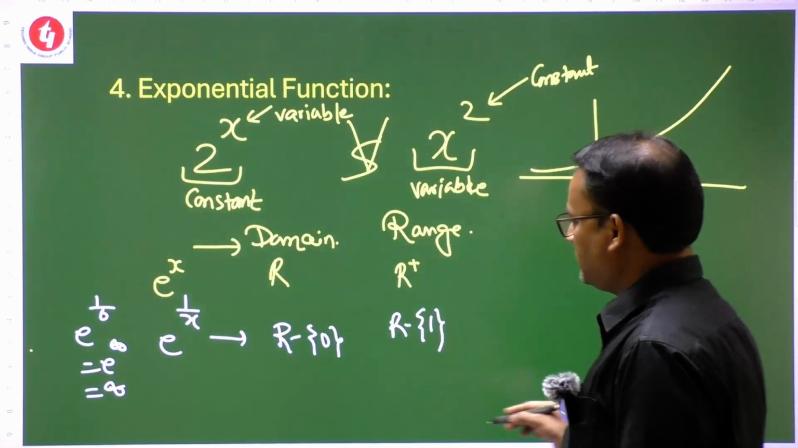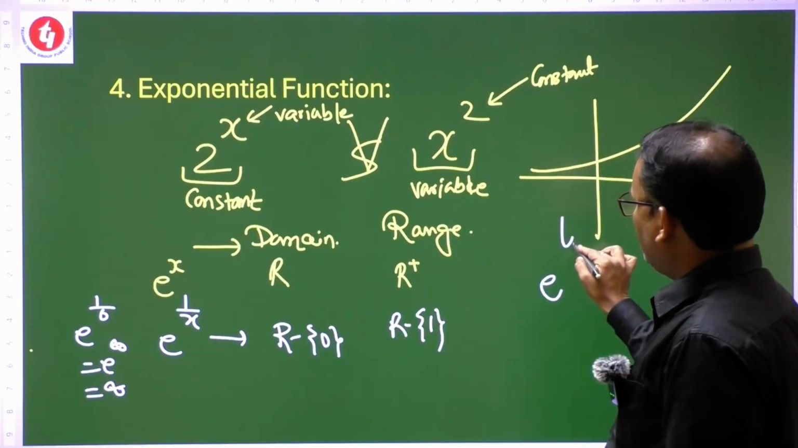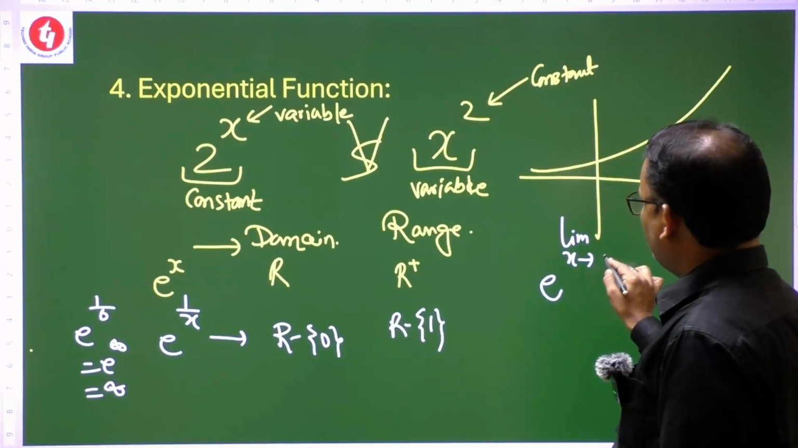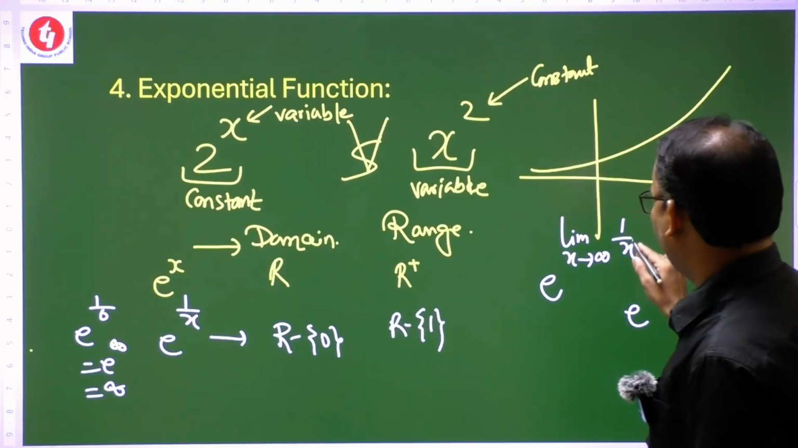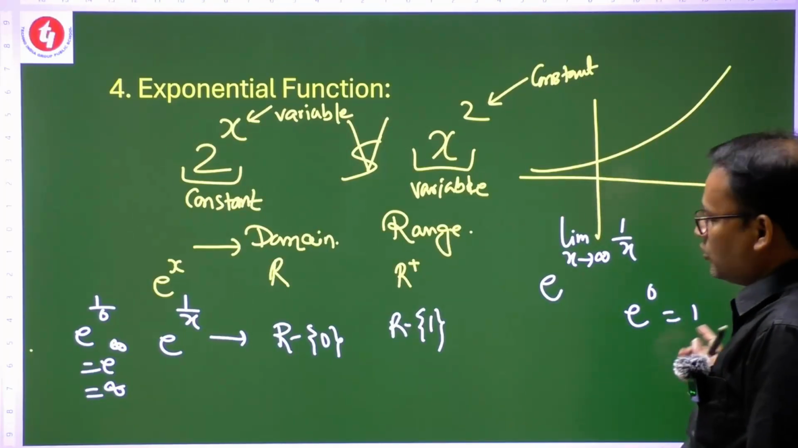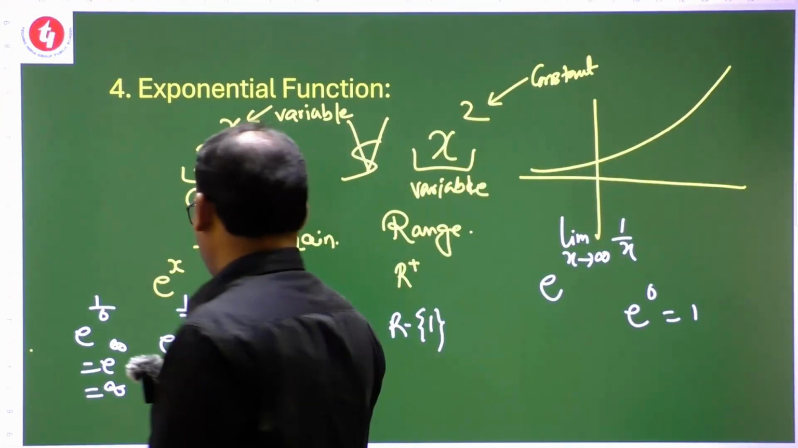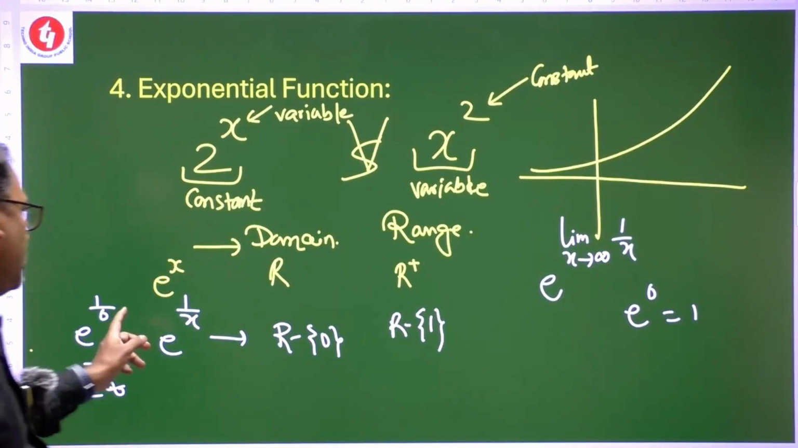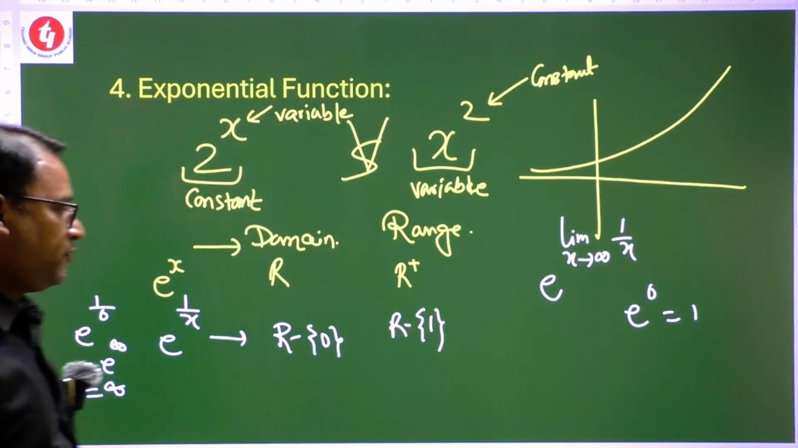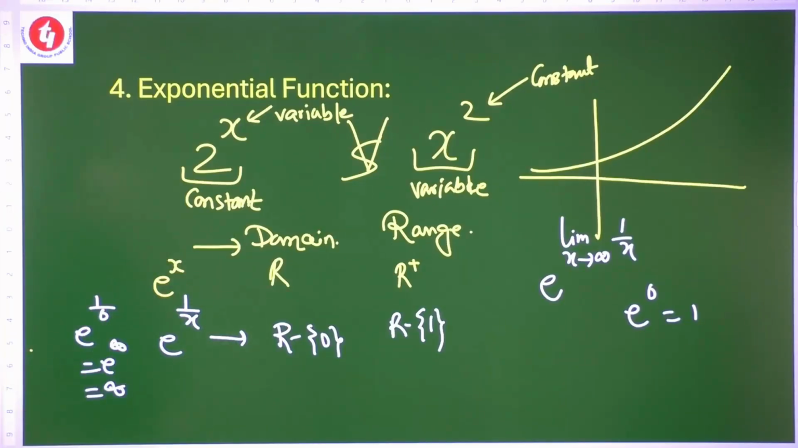I think this part is clear. E to the power limit, if you take x tends to infinity of 1 by x, what will happen? 1 by infinity is 0, and e to the power 0 is 1. So the limiting value is 1. But x cannot attain the value infinity, therefore your function will not attain the value 1. So it is R minus 1. I hope this part is clear to everyone.